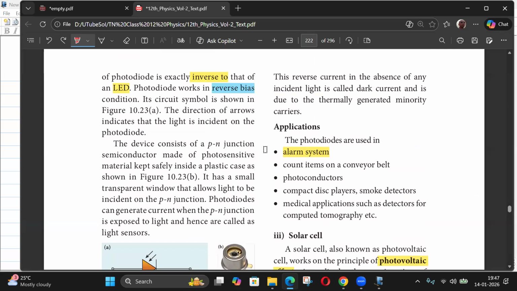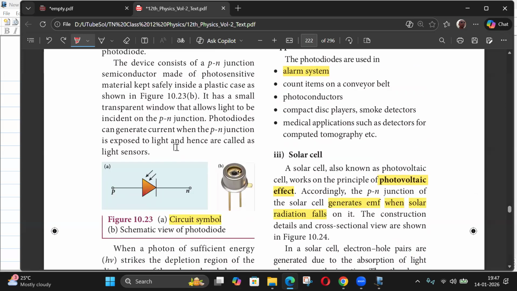So for an alarm system, there will be a light here. If someone is walking here, he'll block the light. Once the light is blocked, the current will not flow. Once the current stops flowing, something will get triggered.